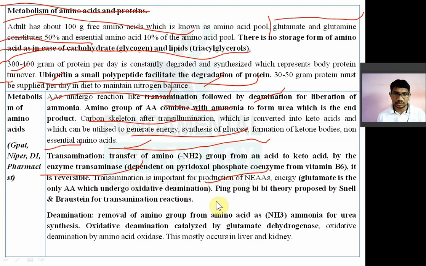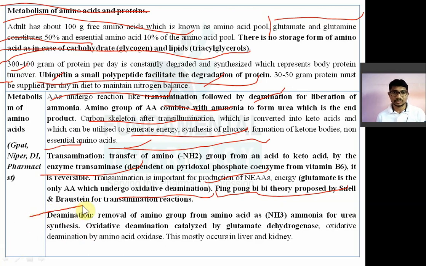Glutamate is the only amino acid which undergoes oxidative deamination. Remember this. The ping pong bi-bi theory was proposed by Snell and Braunstein. No need to go into the detail. We are not studying for your semester exam. I'm just highlighting the points which are important for your exam.